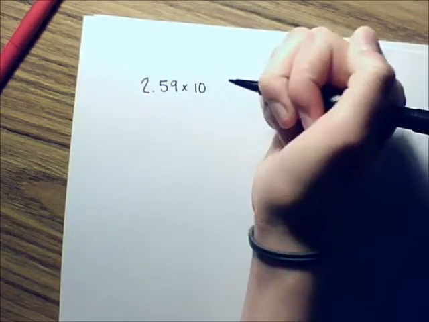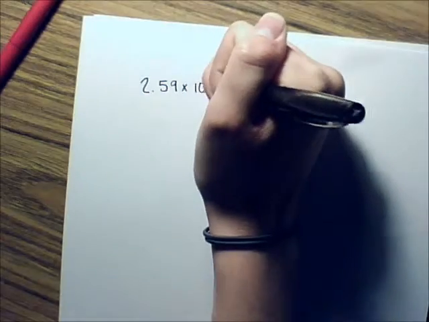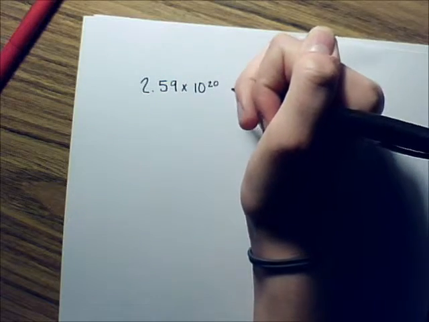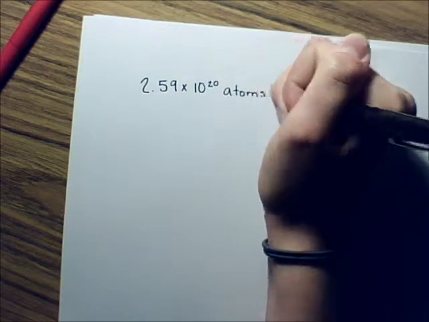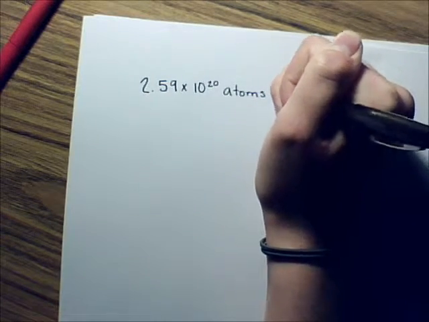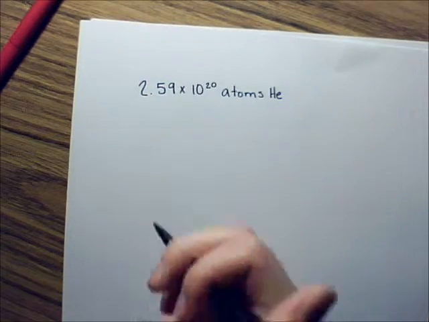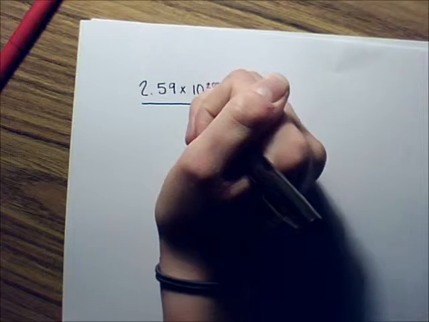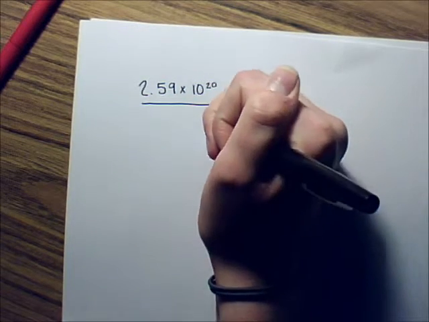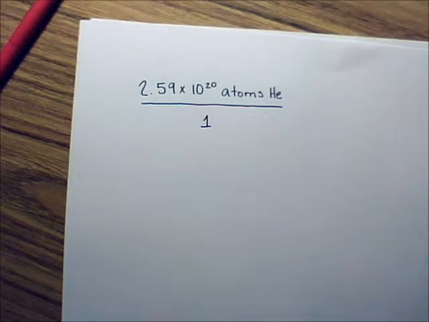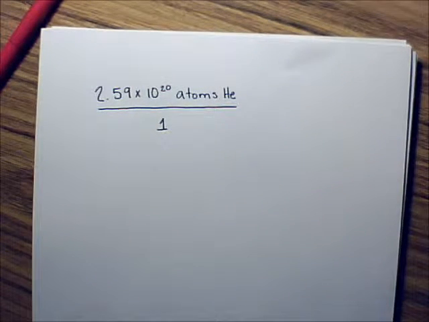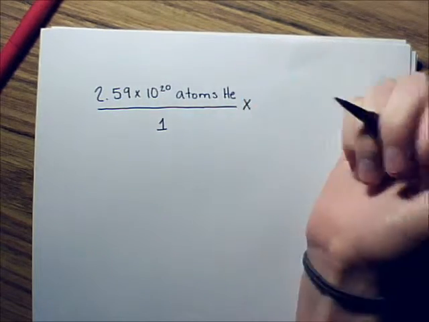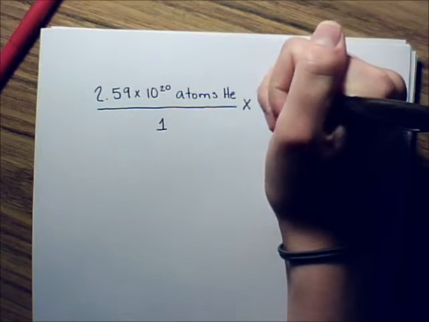So this is the problem we assigned for homework. Okay, so let's see, we had 2.59 times 10 to the 20 atoms of helium. That was our starting amount. And put it over 1.